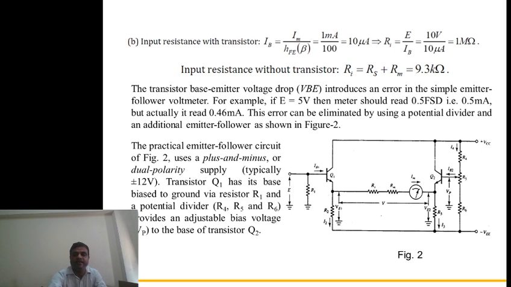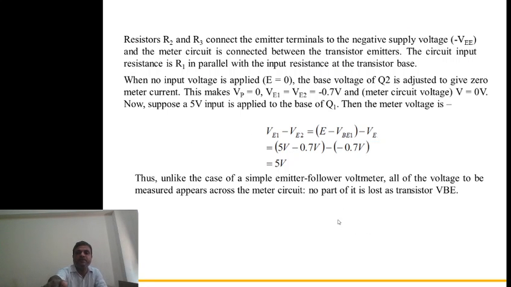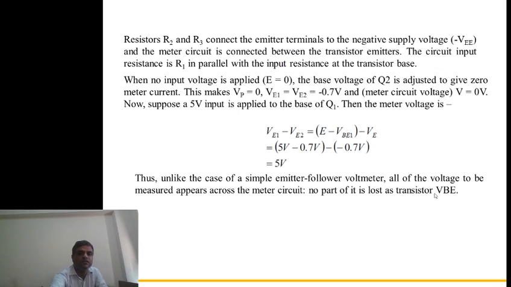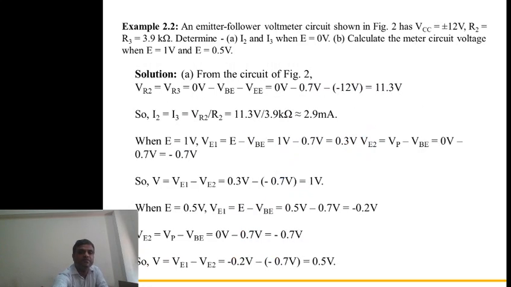Again, see this diagram, that is actually V. So it is VE1 minus VE2. VE1 is the emitter voltage of this, so it is VB minus VBE, so here we can put VE minus VBE. Similarly, this VE2 is equal to VE, because both Q1 and Q2 are common. So in that way, if we apply 5 volts, it becomes 5 volts. It is not converted into 4.3 volts. That is basically the advantage of this particular circuit.